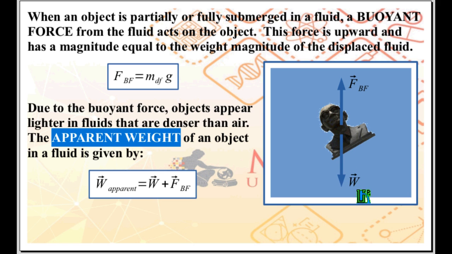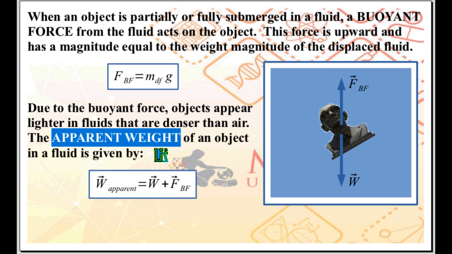If the weight magnitude and the buoyant force magnitude are equal, the apparent weight of the object will be 0. The object will simply be suspended in place. On the other hand, if the buoyant force magnitude is greater than the weight magnitude, the apparent weight will be upward. The object will move up to the surface of the fluid or move upwards. It will accelerate upwards.